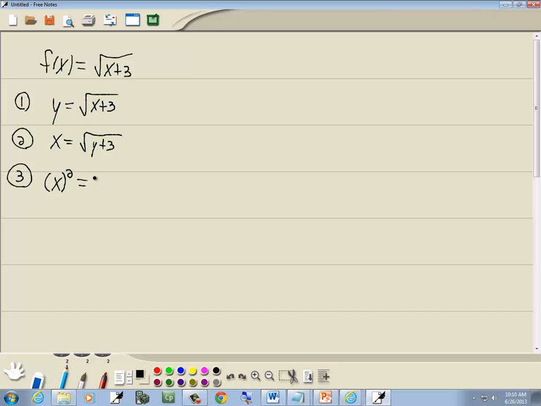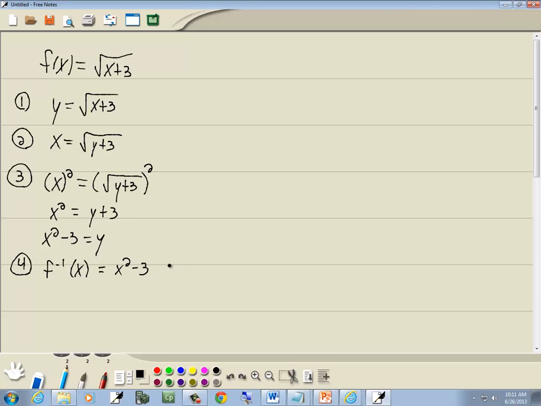So we'll square the x and square the square root of y plus 3. Over here we get x squared. On this side, the square root and the second power cancel each other, so we're left with y plus 3. Take 3 over, and we get x squared minus 3 is equal to y. Now step 4, replace y with our inverse notation. So we have the inverse of f is equal to x squared minus 3.